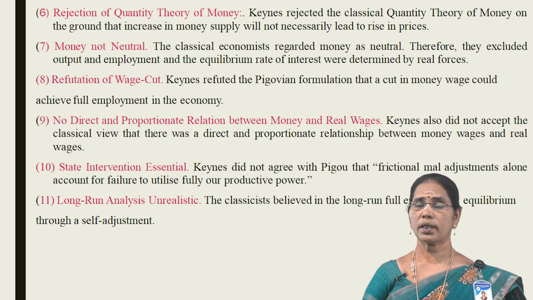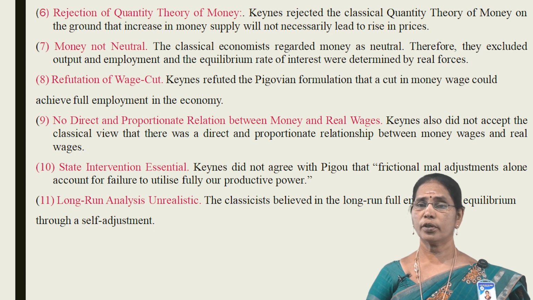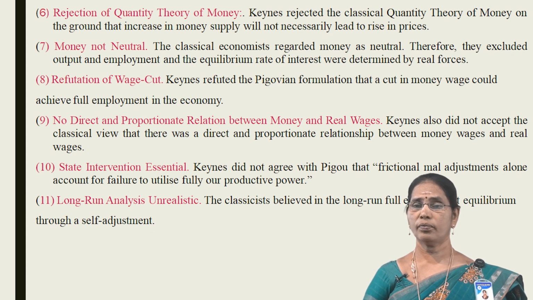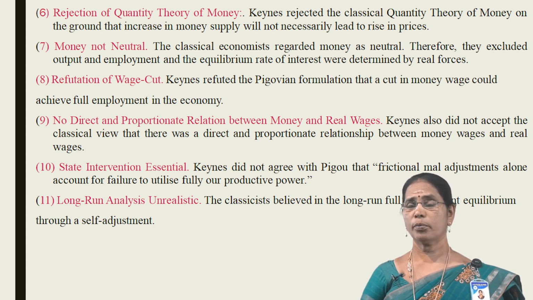Long run analysis unrealistic. The classicalists believed in long run full employment equilibrium through self-adjustment. So we couldn't maintain full employment at any time. Automatically the economy falls into an underemployment equilibrium or unemployment situation.